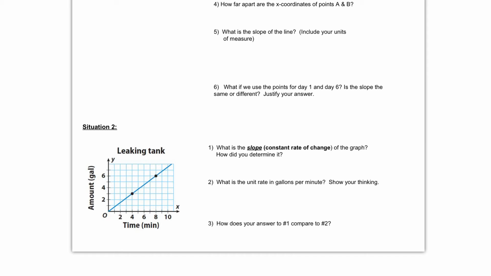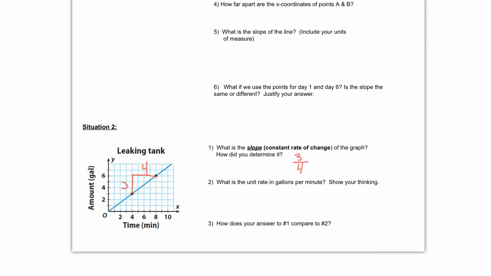So if we start at the first point, we're going up 1, 2, 3, and we're going to the right 1, 2, 3, 4. So that shows us that our change in y is 3 and our change in x is 4. So for number 1, we could say that our slope is 3 over 4.